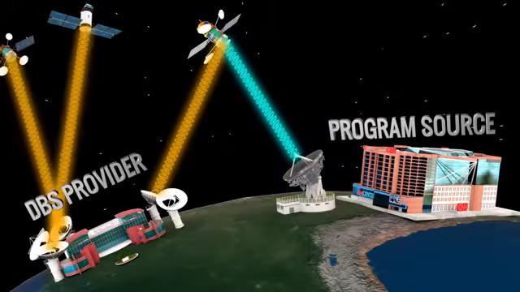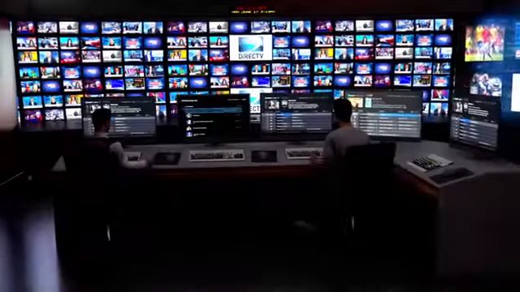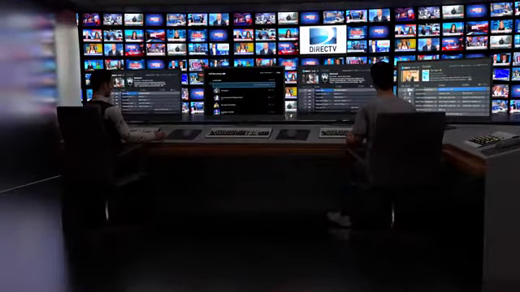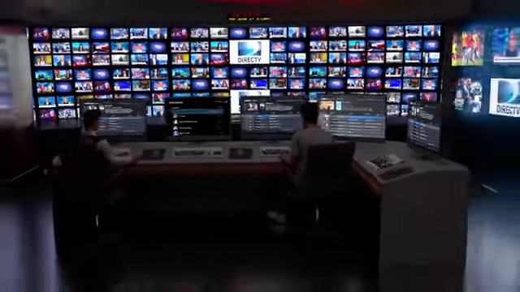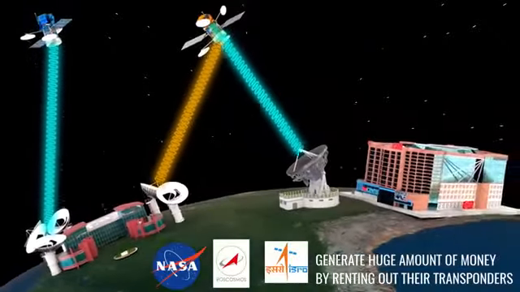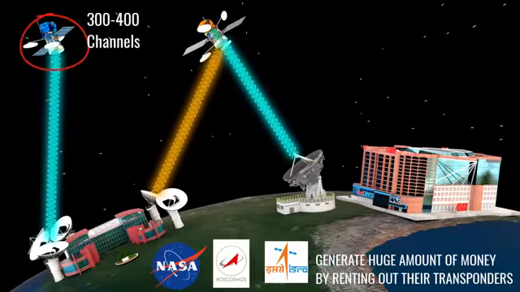Similarly, the DBS provider collects signals from many such channels or program sources. At their broadcast center, they club all this content together and do video formatting like MPEG compression, standardization of bitrate, and encryption of the signal. After that, the DBS provider beams the signal to their rented transponder in a satellite. A DBS provider rents many transponders to handle the huge amount of data they have to transmit. This way, around 300 to 400 channels will be available on a single DBS provider's satellite.